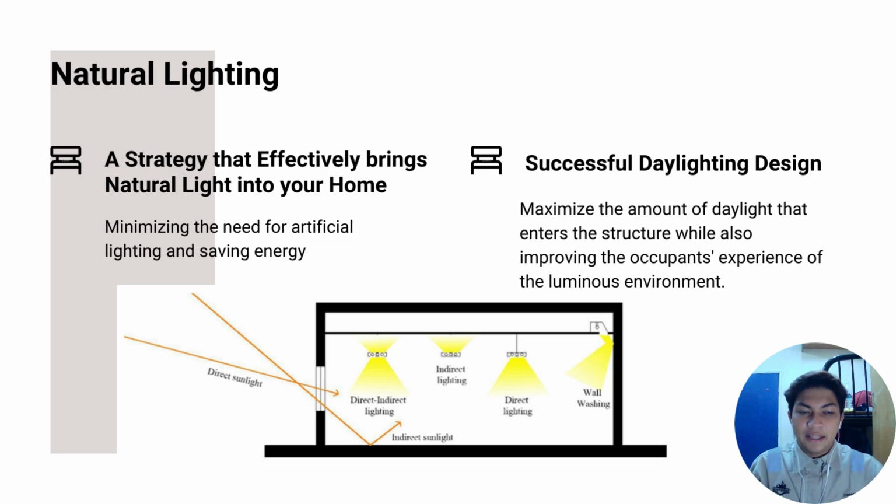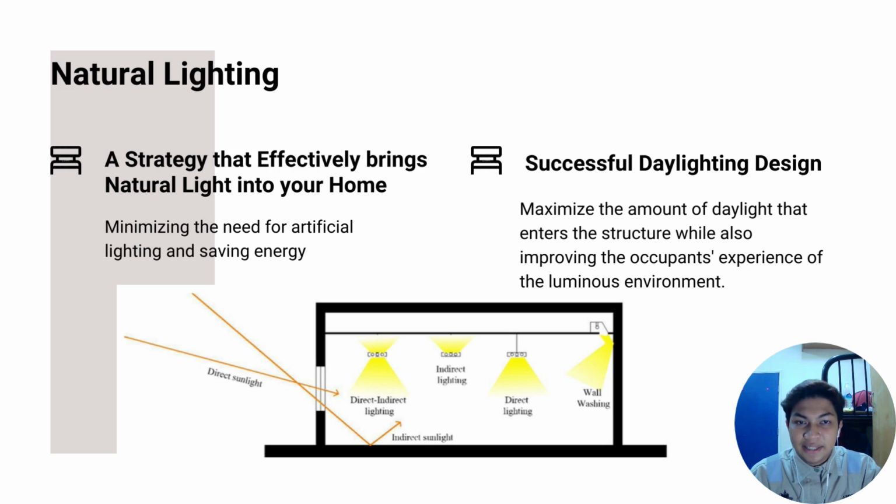Next is natural lighting, commonly referred to as daylighting. It's a strategy that effectively brings natural light into your home through outside glass such as windows and skylights, minimizing the need for artificial lighting and saving energy. The position of interior partitions, window sizes and spacing, glass choice, and reflectance of interior finishes all need to be taken into account. Moreover, there are numerous distinct kinds of daylight fixtures and each one has a special set of design considerations.